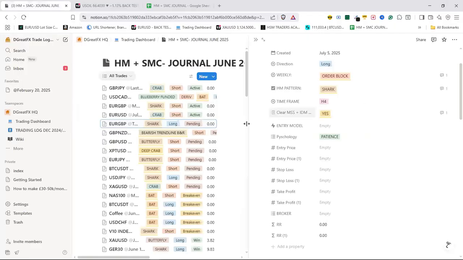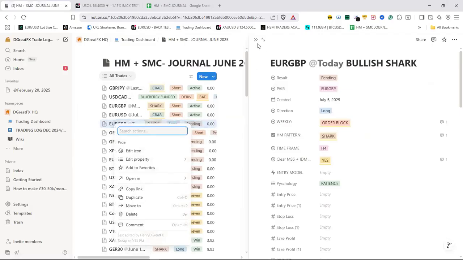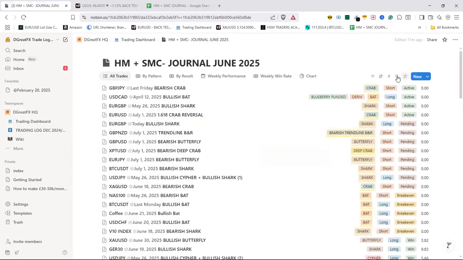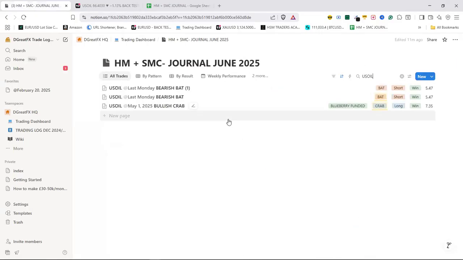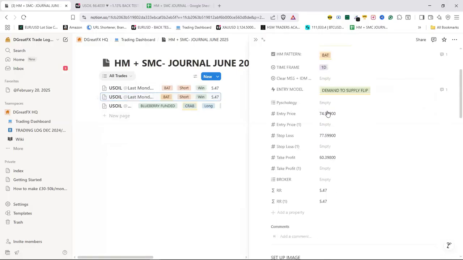I have 9 minutes left. I'm done with this, just an example. Let me just delete it. I will just leave it here anyway. I've already done it in the past, so let me search for that US oil trade. It was here. US oil, bearish bats. Yeah, it was this one. I made a 5.45 return on the trade.